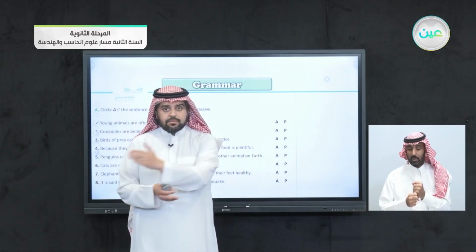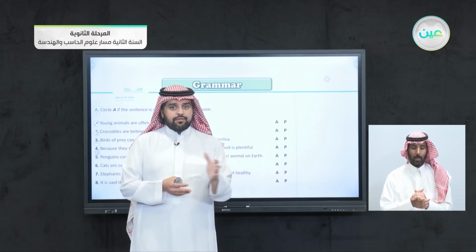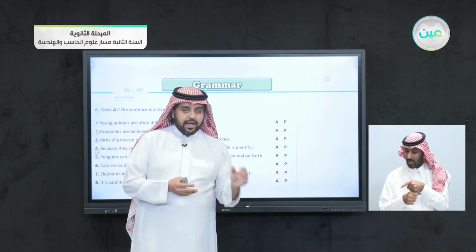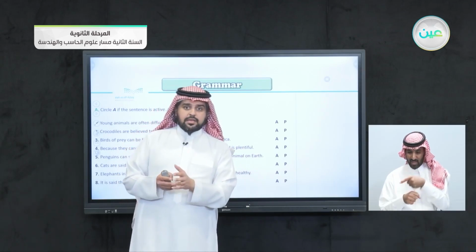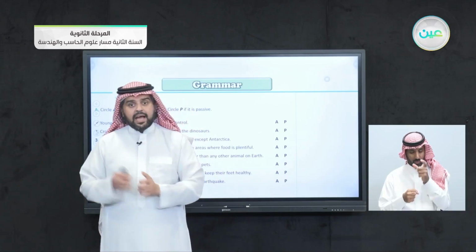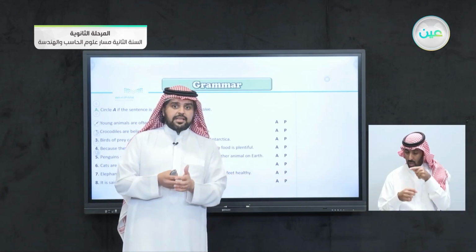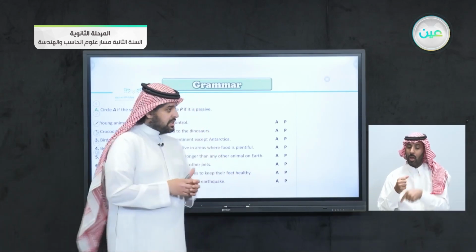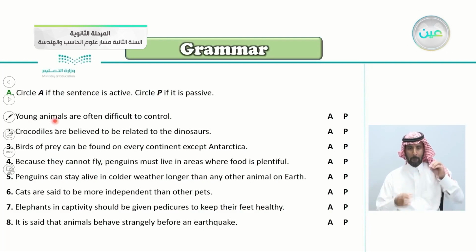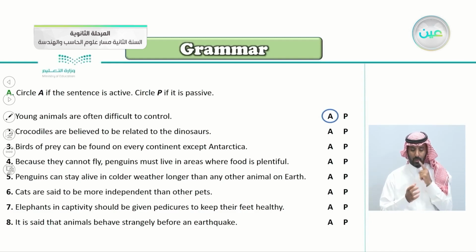And remember the form of the passive, the modal, and then be, and then the past participle, and so on. But the main hint here is that the passive always begins with the object. So young animals are often difficult to control. So is this one active or passive? Number one is active. Number two, crocodiles are believed to be related to dinosaurs.